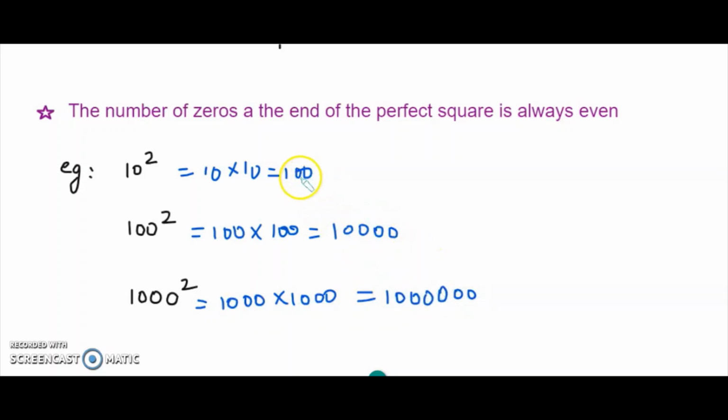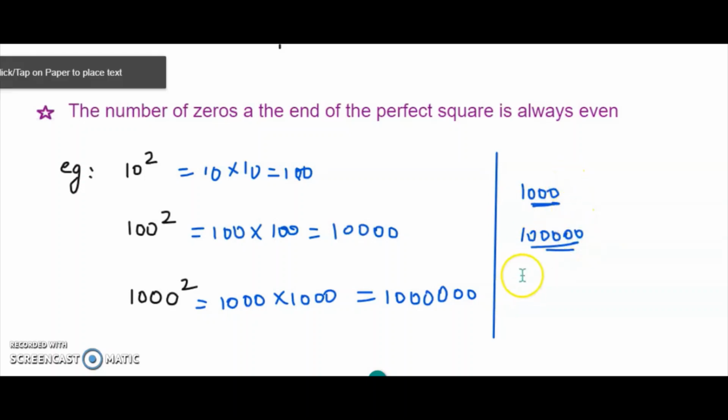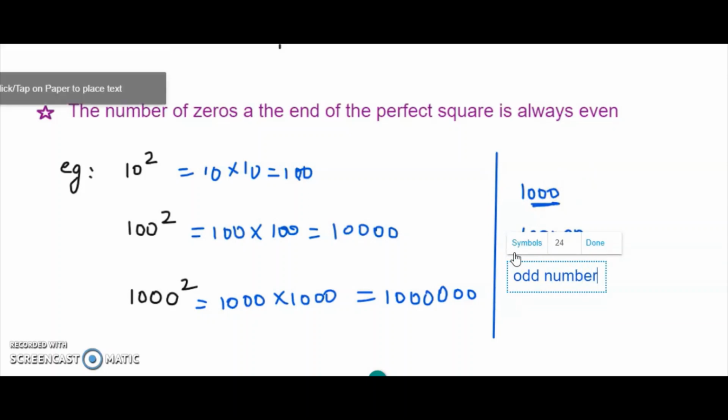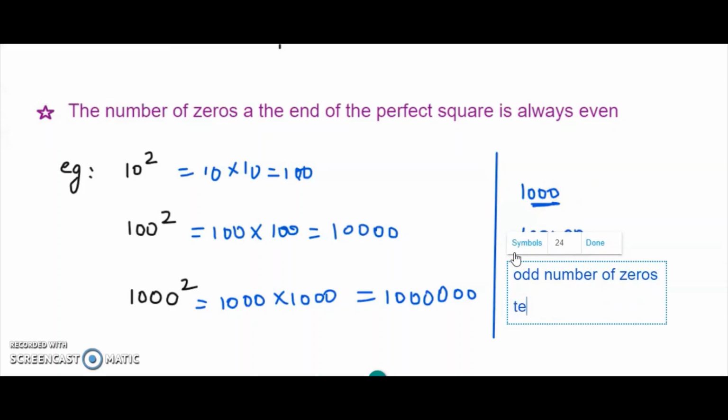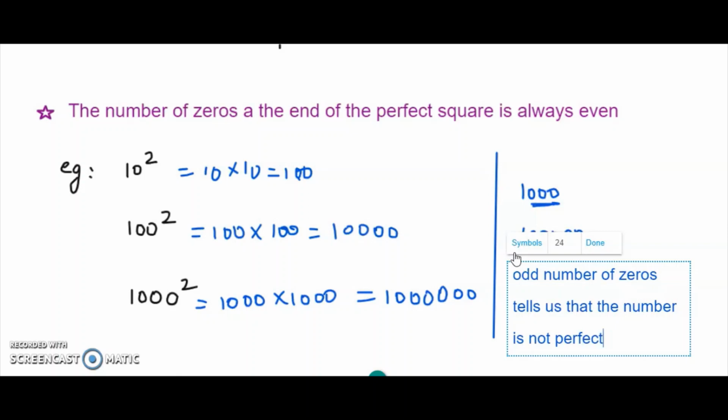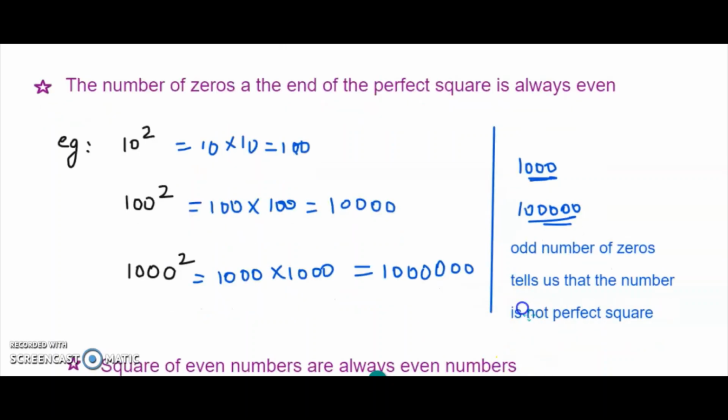So you can see the perfect square will have an even number of zeros. If there is any number with an odd number of zeros, then it is not a perfect square. That means 1000 or 1 lakh: 1000 has 3 zeros and 1 lakh has 5 zeros, which means an odd number of zeros. So an odd number of zeros tells us that the number is not a perfect square. Am I clear? Okay. Let's take the next property.